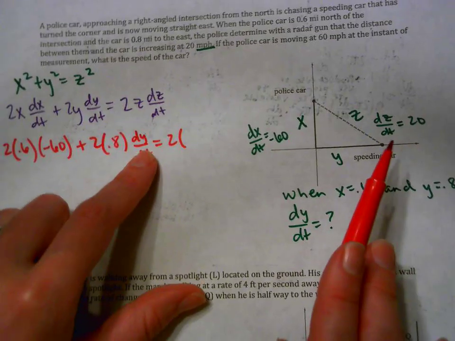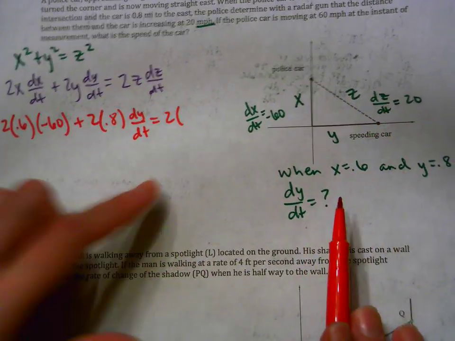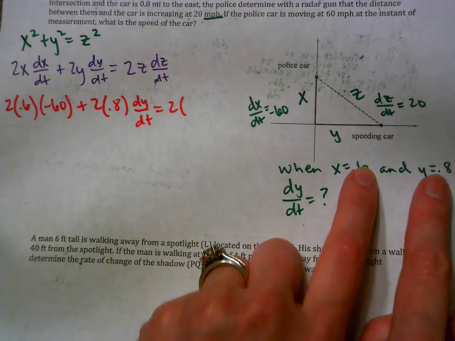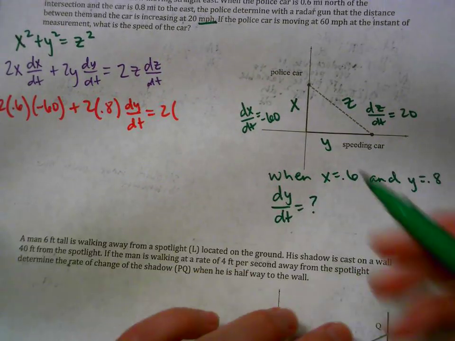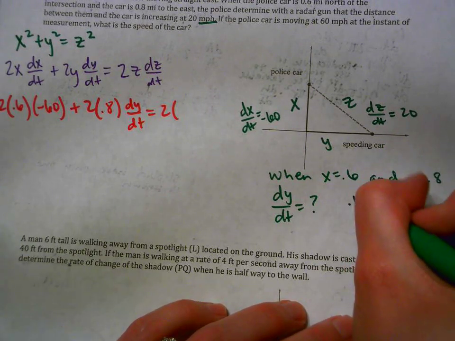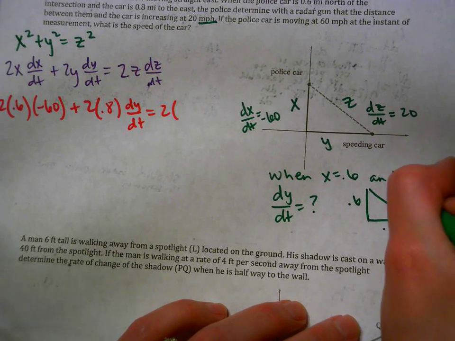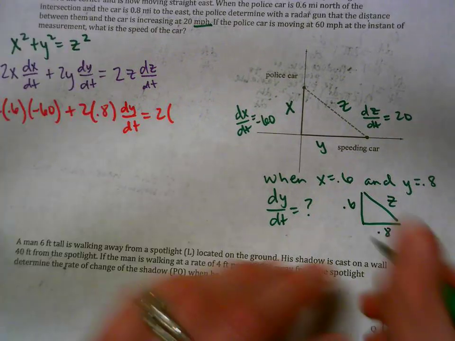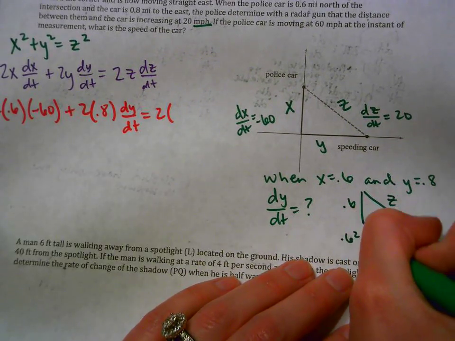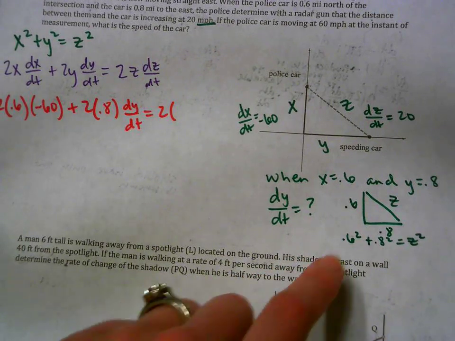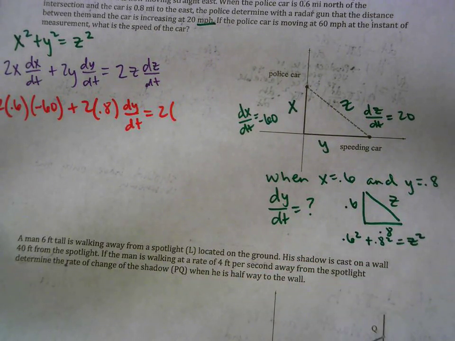So can we solve, if you ever get stuck, think about, can we solve for it based on what we have? Well, if you have 2 legs, you can get the hypotenuse at that given time, right? So I'm going to go ahead and draw my own little triangle, and it's when x is 0.6 and y is 0.8, how can we solve for the hypotenuse? We'll use our Pythagorean theorem, right? We know it's going to be 0.6 squared plus 0.8 squared equals z squared. So 0.6 squared plus 0.8 squared would be what?